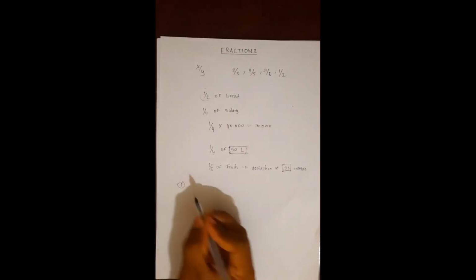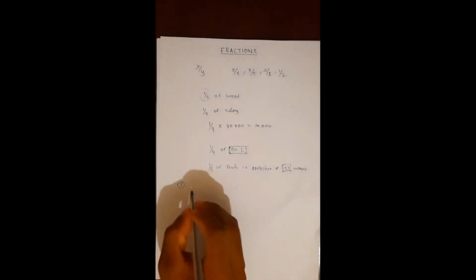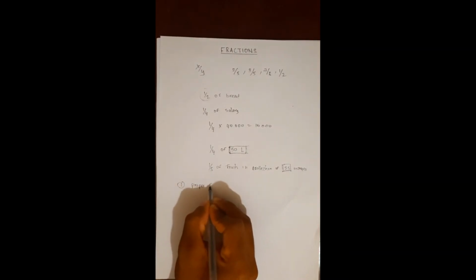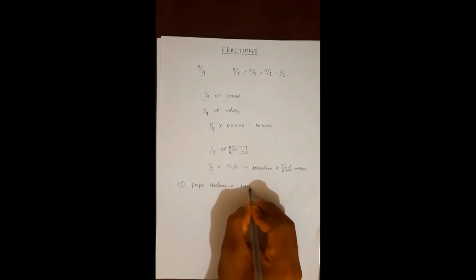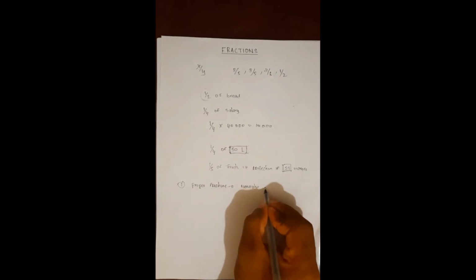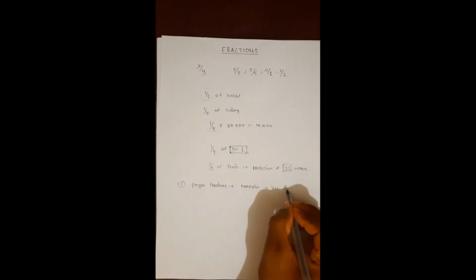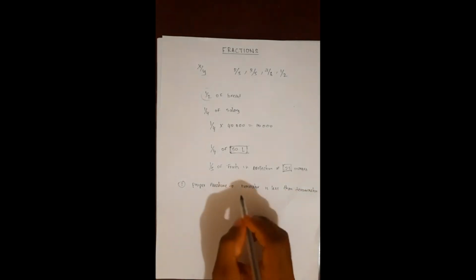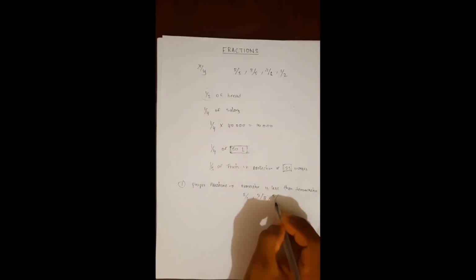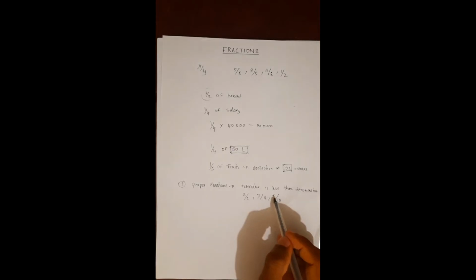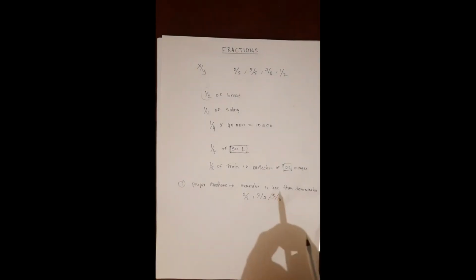Now let's see some important words in fractions. The proper fractions. Proper fractions is where the numerator is less than the denominator. So it can be 2 over 5, 3 over 7, 5 over 10, anything. This is the numerator and this is the denominator, and the numerator should be less than the denominator.